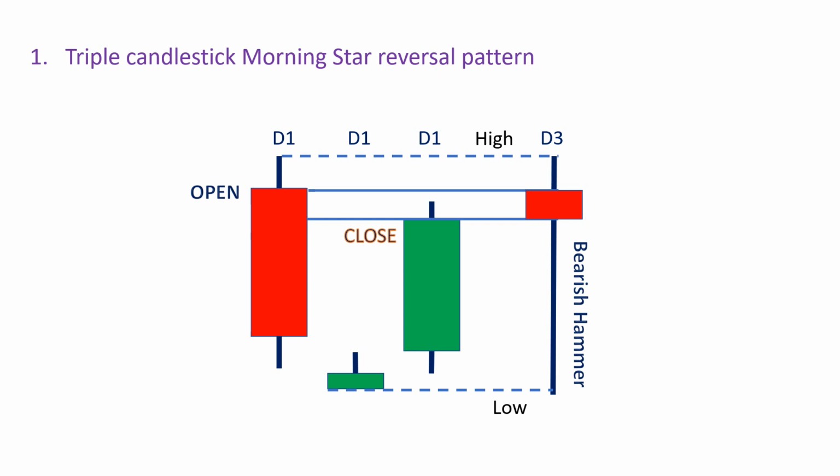You can go long as soon as the price passes the high of the equivalent and put your stop loss below the low of the equivalent. Some traders prefer to go long as soon as the price rises above the bullish candle and put their stop loss 1 or 2 ATR below the low of the pattern. That's how you trade triple candlestick morning star reversal pattern.